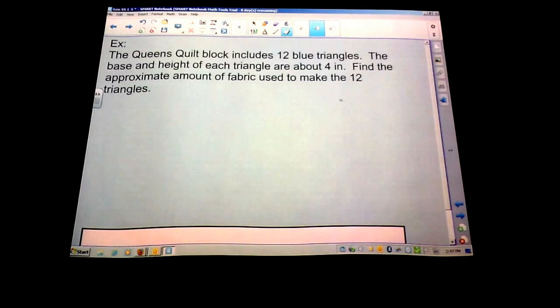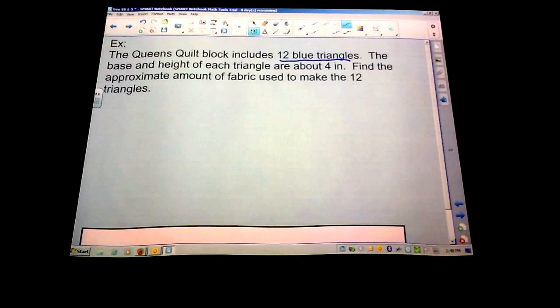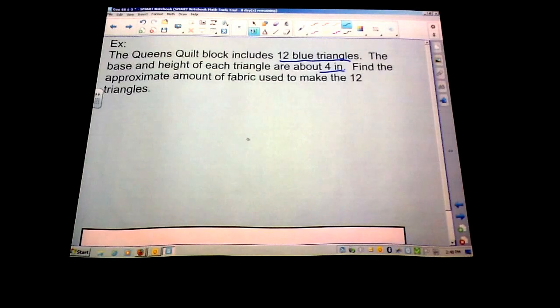Okay, so it says that we've got 12 triangles. I'm going to underline that in the problem real quick. It says that the base and height of each triangle is about 4 inches. So if I could find the area of one of these triangles, I should be able to multiply it times 12 and come up with about the amount of fabric that I'll need.